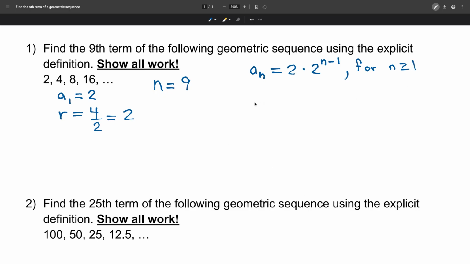Okay, so now we want to find the ninth term, so we're going to say a sub 9, which indicates our ninth term here, is going to equal 2 times 2 to the 9 minus 1 power. So it's going to equal 2 times 2 to the 8th power.